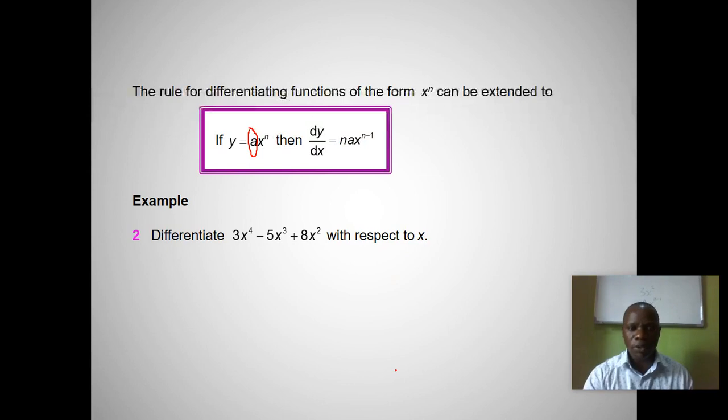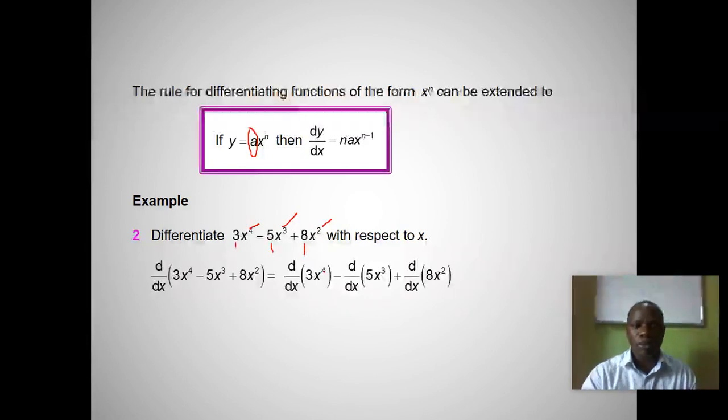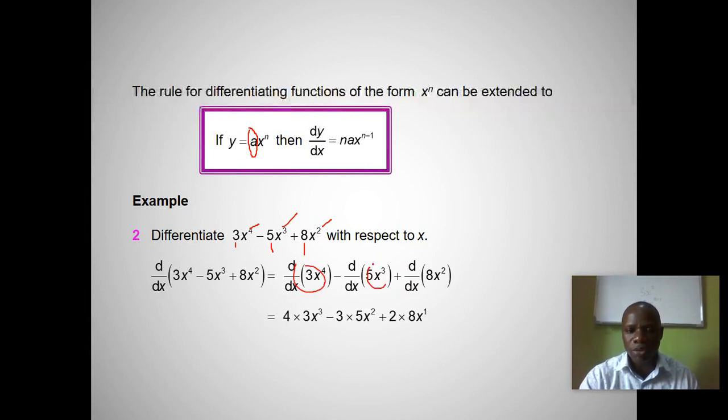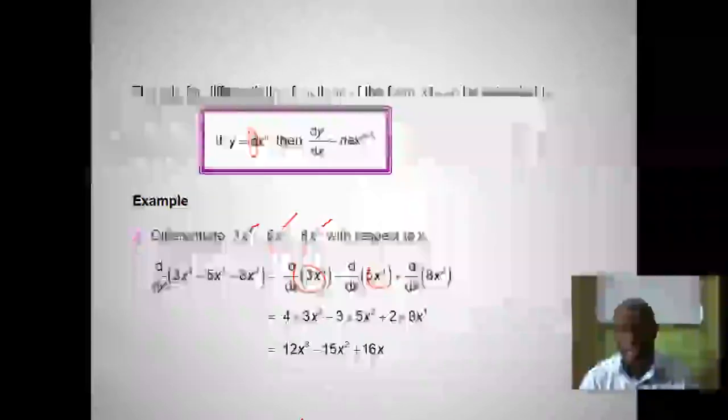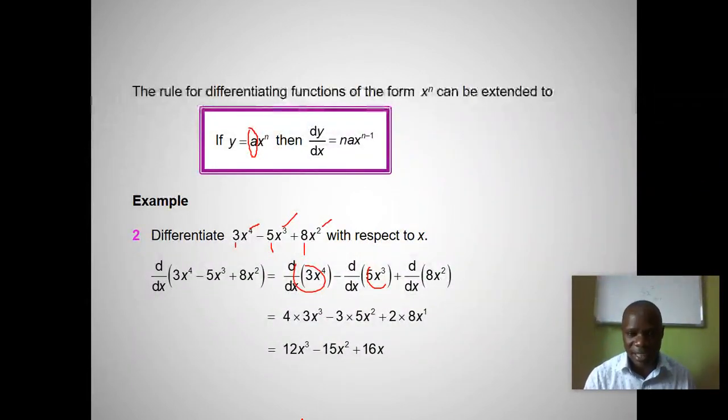So here is an example. What will be the answer here? 4 drops, so this will be a 12, then this will be a 3. This will be a 15 because it will multiply with 3, and this will be a 2. This 8 will multiply with 2, so it will be a 16, and here there will be a 1. So each part is differentiated on its own. So you remain with 12x cubed minus 15x squared plus 16x. This is the answer, isn't it?